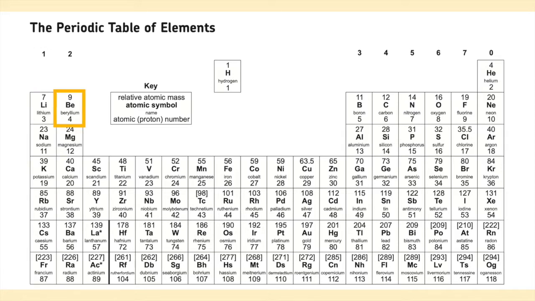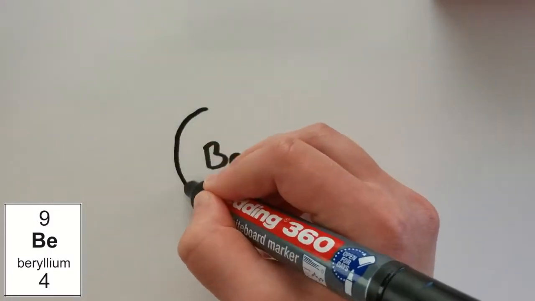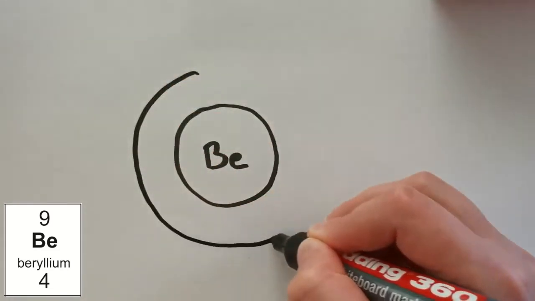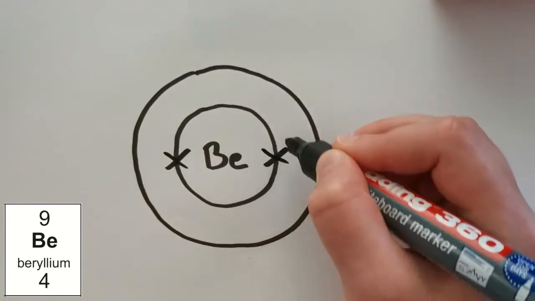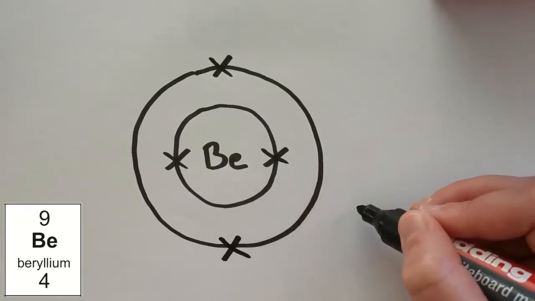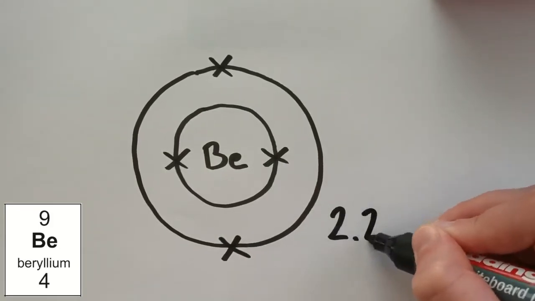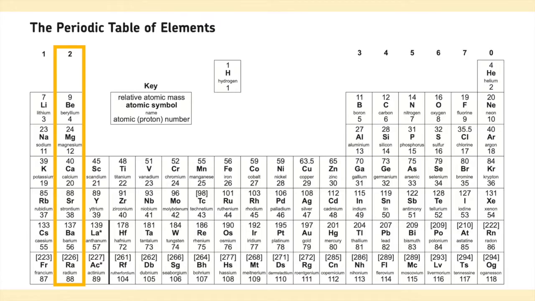Let's move on to beryllium. Beryllium has an atomic number of 4, which means that beryllium has 4 protons and 4 electrons. So we put 2 of these electrons in the inner electron shell, but then this shell is full, so we have to move up to the next electron shell. The remaining 2 electrons go into the second electron shell, which means that beryllium has 2 electrons in its outer electron shell. You might notice a pattern here because beryllium is in group 2 in the periodic table and it has 2 outer shell electrons.